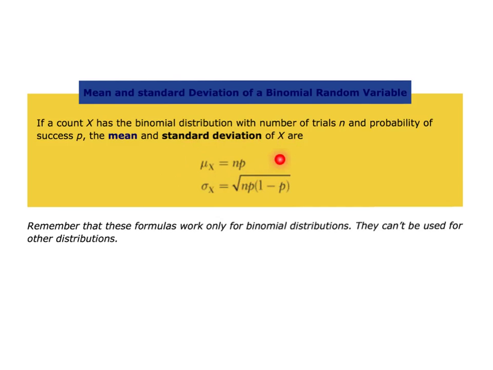So the mean of a binomial random variable is n times p, where n is the number of trials and p is the probability of success. The standard deviation is the square root of n times p times (1 minus p).